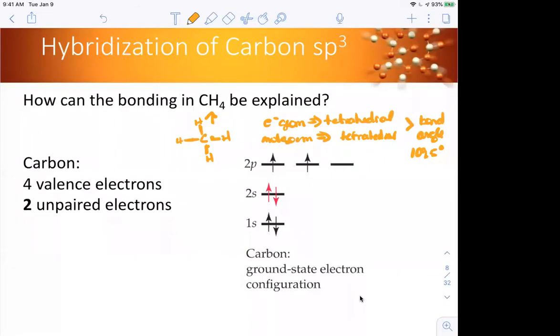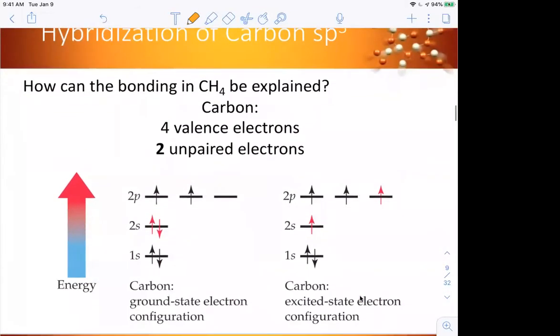Now, if I look at the valence shell configuration of carbon, I have 4 total valence electrons and 2 are unpaired. Here's my core, here's my valence. I have 2 electrons in the 2s subshell, and I have 2 electrons in 2 of the 2p orbitals. This third orbital is empty. This is the ground state electron configuration. So how can I form 4 bonds that are basically equivalent and give me a similar bond angle of 109.5? This model says I would form maybe 2 bonds and those bond angles would be 90 degrees, but we know that's not what happens.